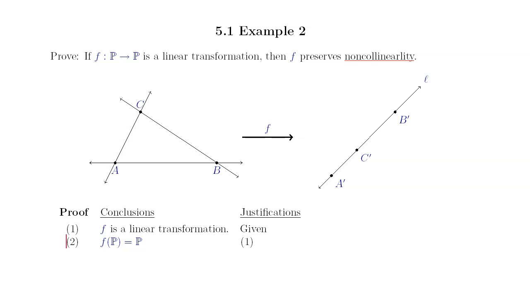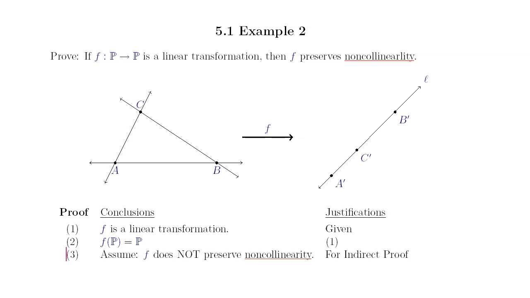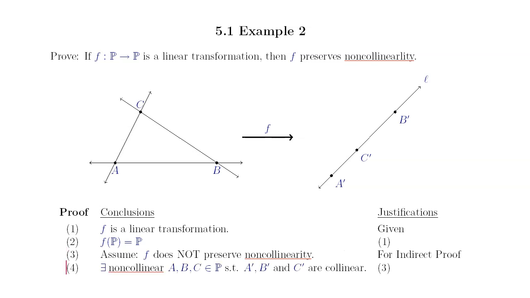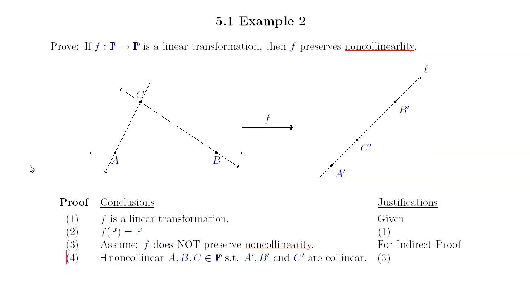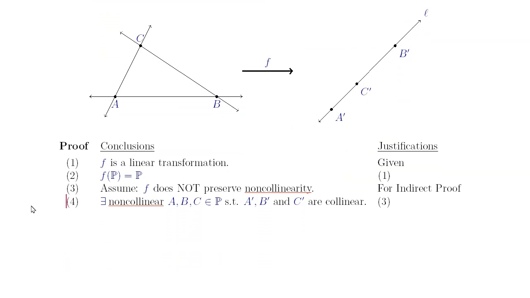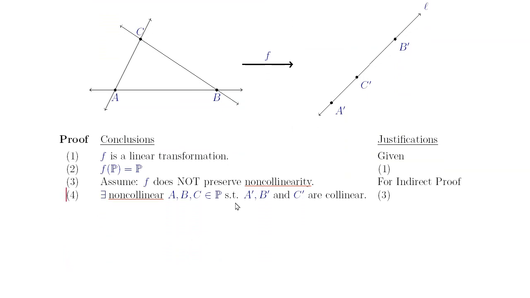We're going to assume the opposite of what we want to say. So let's assume that f does not preserve non-collinearity. If that's the case, we should be able to find three non-collinear points, like in the picture here, A, B, C, that are mapped to collinear points. So let's write that down: there exist three non-collinear points A, B, C, such that their images are actually collinear.